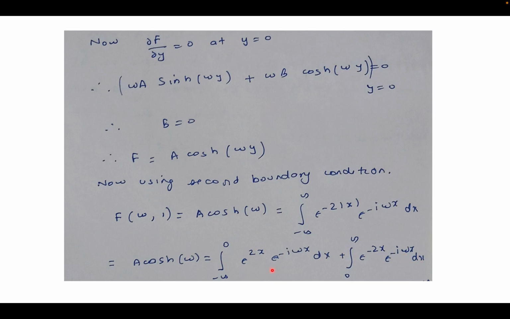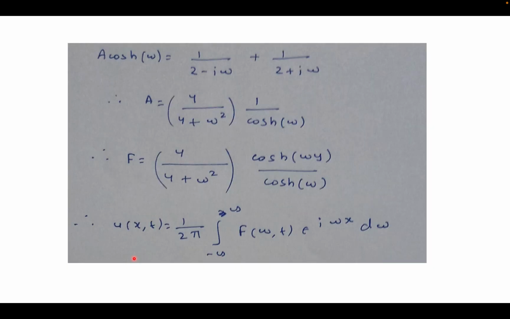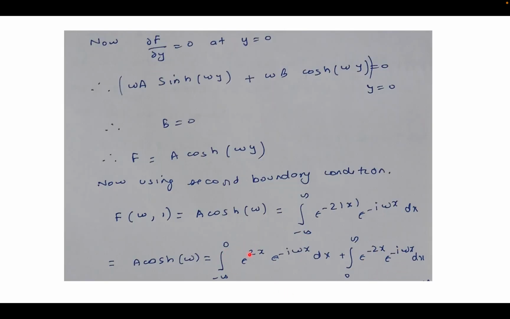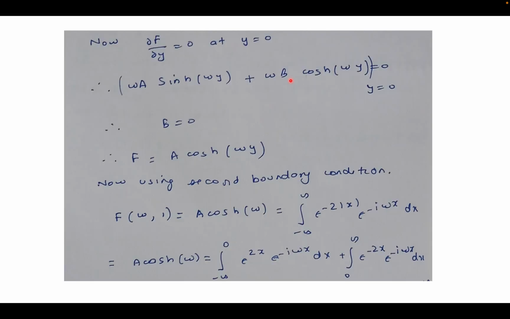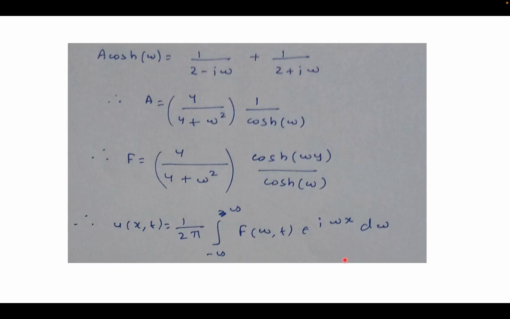If we are now able to solve this integration, then we can get the value of a. So let's see how to do that. a cosh(ω) can be written as the value of these integrals. After putting in the limits, the value will be 1/(2 − iω) + 1/(2 + iω), and this is straightforward. I have just taken the integration and put in the limits. Now from here, if I take the LCM, the value of a can be written as 4/(4 + ω²). I have multiplied (2 − iω) with (2 + iω), and then taken cosh(ω) in the denominator.